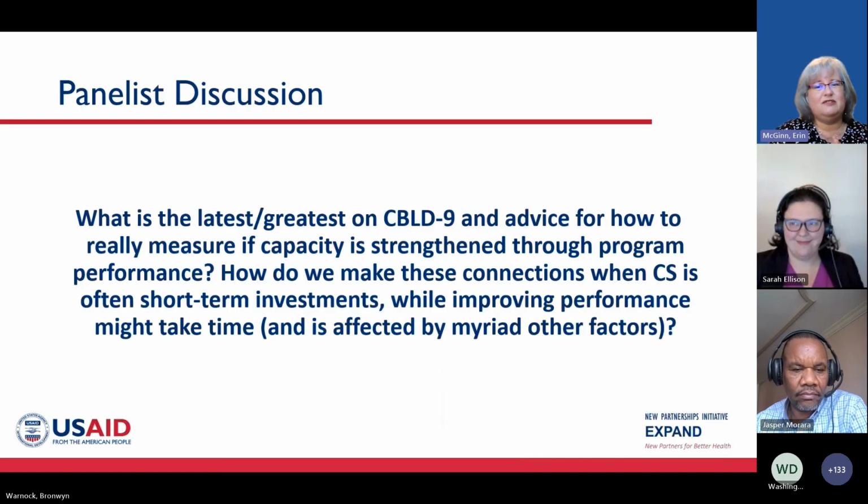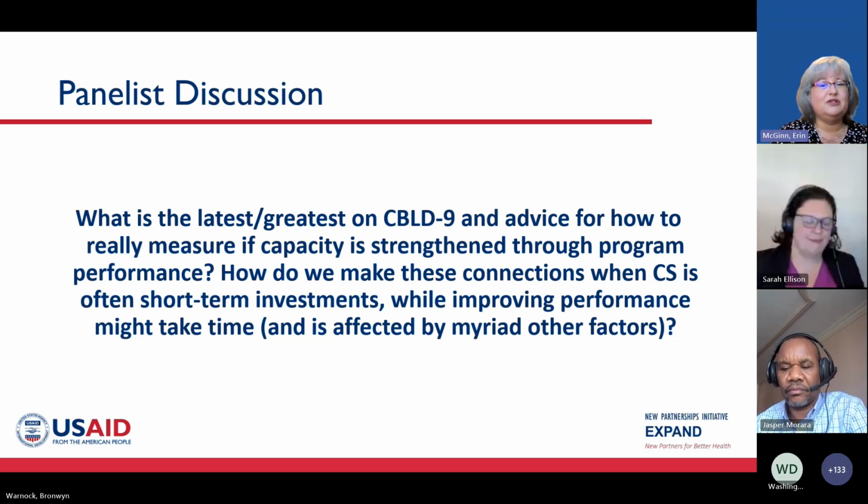Perhaps the biggest shift the capacity strengthening community has had to make recently has been moving away from these process indicators as the measurement of success, like how many staff were trained or policies produced, and really focusing on program performance as the yardstick that we use to measure whether capacity was indeed strengthened. We're now 5 years in the release of USAID's indicator CBLD9.